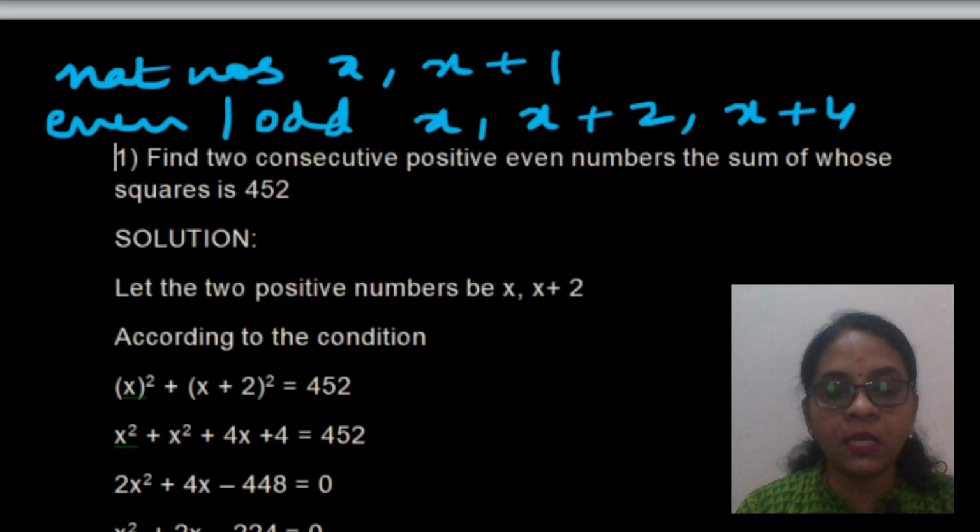Most children make a mistake here. For odd numbers, they think 1 and 3 are odd, so they write it as x plus 1 and x plus 3, which is not correct. So please keep this one point in mind.